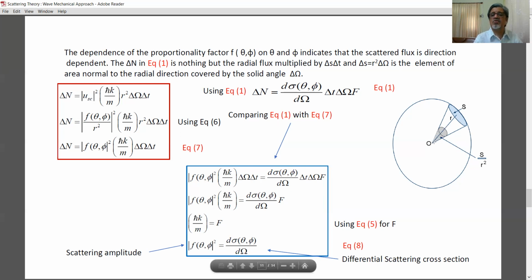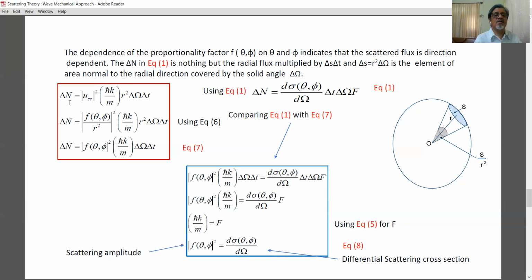Now, this solid angle is shown over here. This is represented as delta S, and this is the solid angle, represented as delta S by r square. So this is shown by this particular figure. Now, we consider that area delta S is the area normal to the radial direction covered by solid angle delta omega. If you consider it as an element of surface area, then delta S is the surface perpendicular to the radial direction, which is covered by the solid angle delta omega.